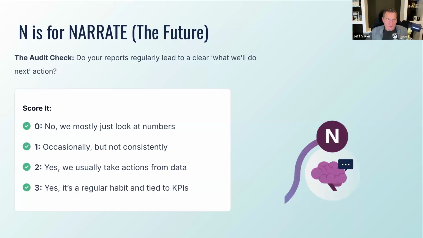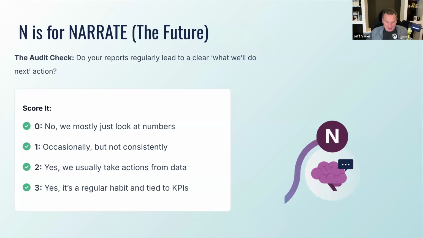N is for narrate. Do your reports regularly declare what we do next? The dream, right? Zero: no, we mostly just look at numbers or put numbers out there, but we're not saying what to do next. One: occasionally, but not consistently. I might have said one for the first, but I meant zero. Two: yes, we take actions from the data. And three: it's a regular habit tied to KPIs. So you're one of those companies where everything's tied to a KPI.